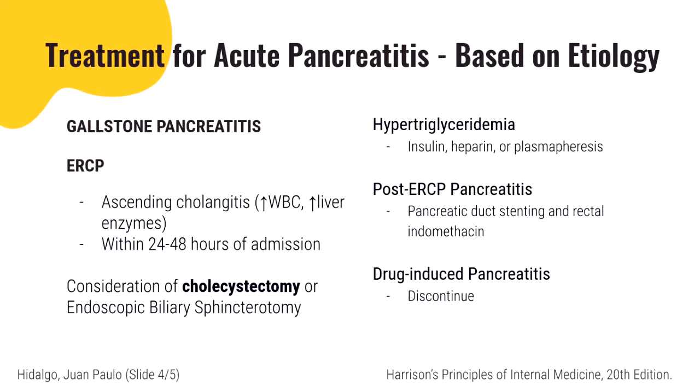And going back, treatment of hypertriglyceridemia should include insulin and heparin. And if there is evidence of high triglyceride levels greater than 1,000 milligrams per deciliter, we should consider plasmapheresis. For post-ERCP pancreatitis, usually we consider doing pancreatic duct stenting and administration of rectal indomethacin. For drug-induced pancreatitis, we should halt the medications that are proven to cause pancreatitis, such as mentioned a while ago, thiazide diuretics, furosemide, tetracyclines, and sulfa drugs.